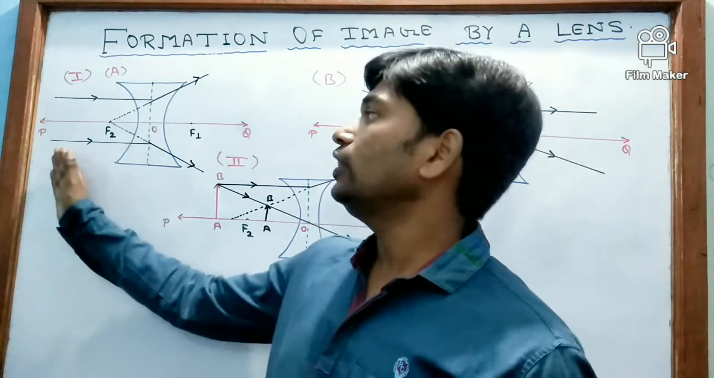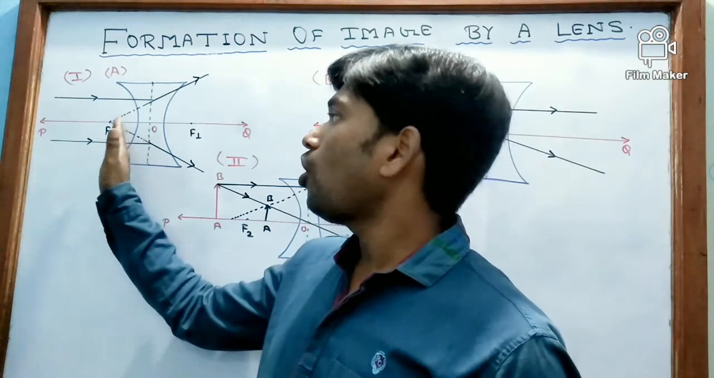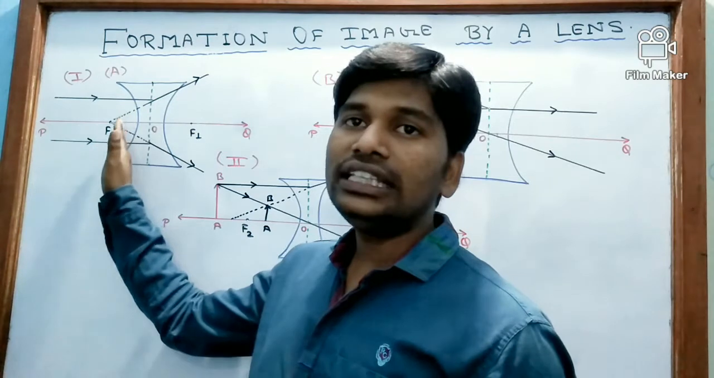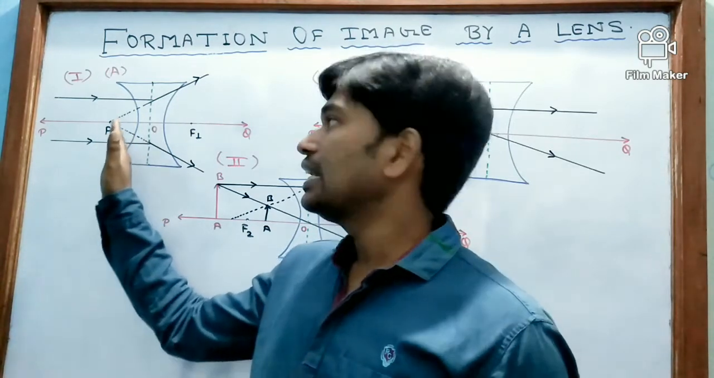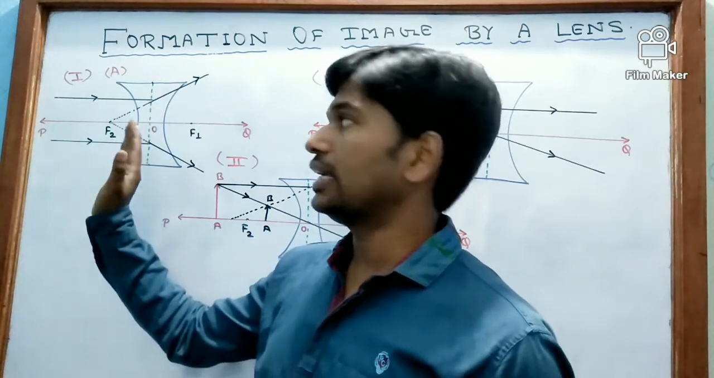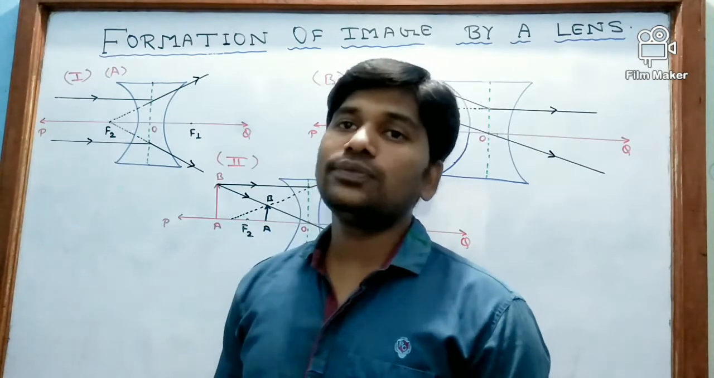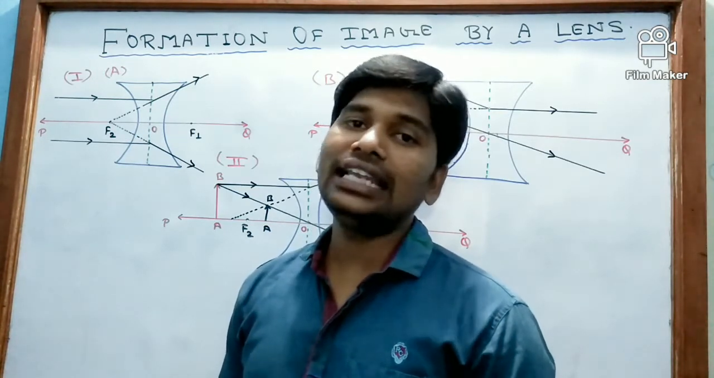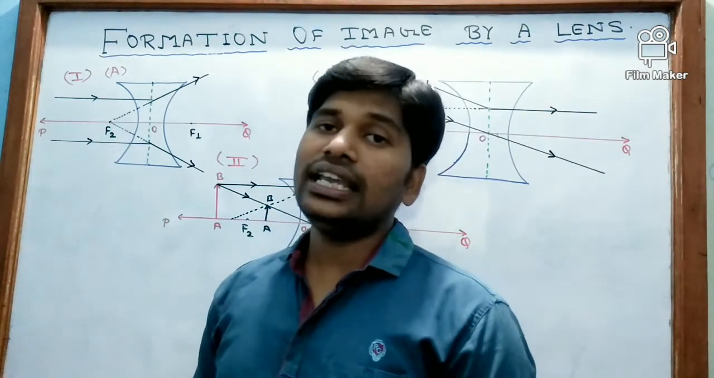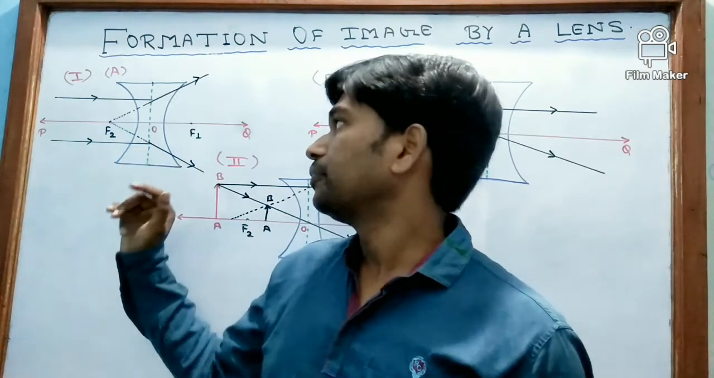So we can say when the object is at infinity, the image is formed on the same side of the lens as the object. That means this side object, this side image is also the same side, and it is virtual and upright. The size is very small, which is called highly diminished. A concave lens is used in a Galilean telescope in this manner.